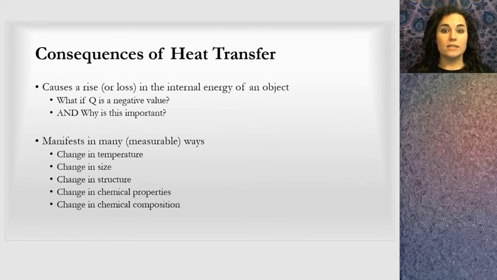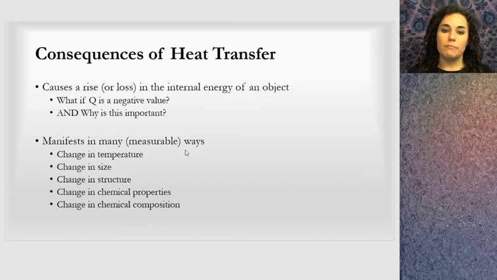There are various consequences of heat transfer. It causes a rise or loss, depending on which way it flowed, in the internal energy of an object. What if Q is negative? If Q is negative, that means it flowed from the object to another system or object, and that would give it a negative value, as opposed to if it flowed into the object, that's a positive value and it's taking on heat. And we will look at the importance of this as we move through the lessons.